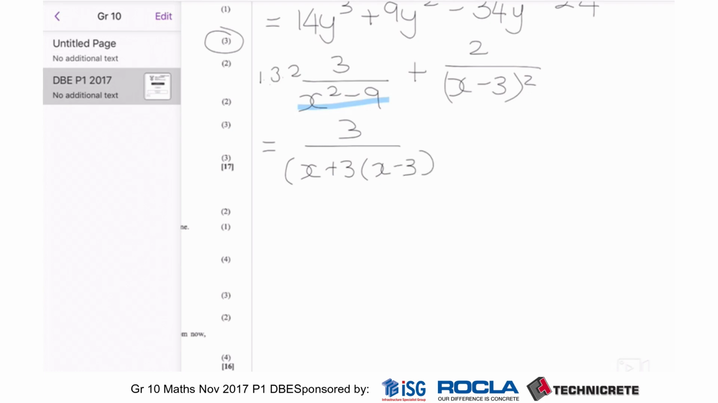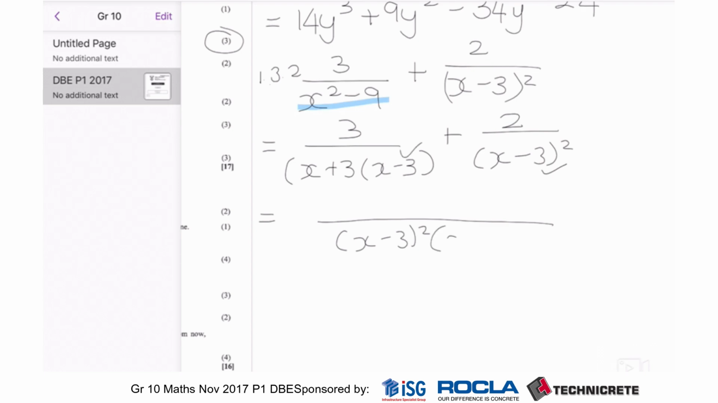And on this side, nothing is going to change. Okay, so I've just got the x minus 3 squared. Now when you are creating your LCD, you want your LCD to include one of everything. Okay, it's got to be able to incorporate all of what we have. So it's going to be x minus 3 squared. That accounts for this denominator, and we are accounting for 1 x minus 3 here, but we've still got to also include that x plus 3.